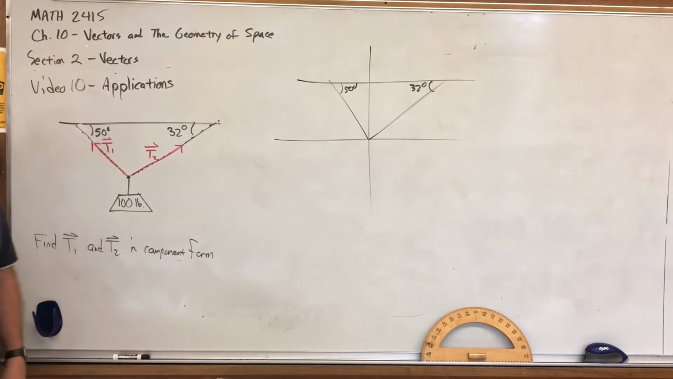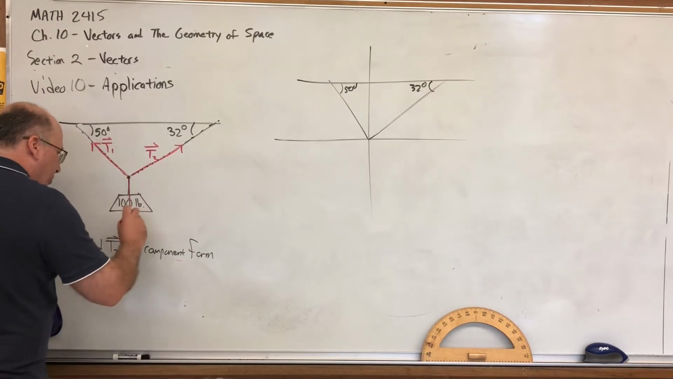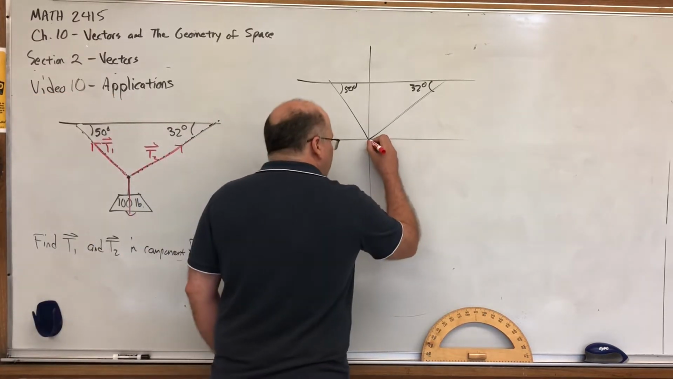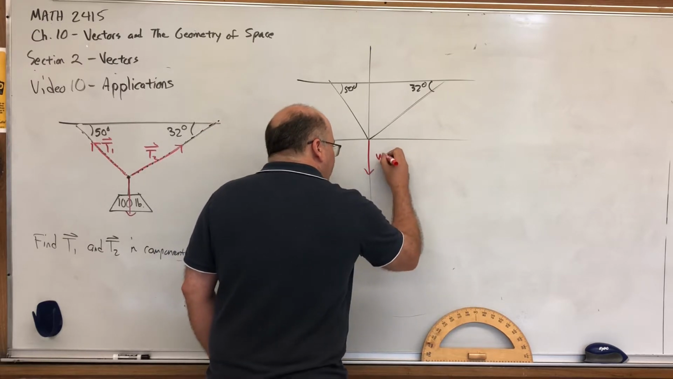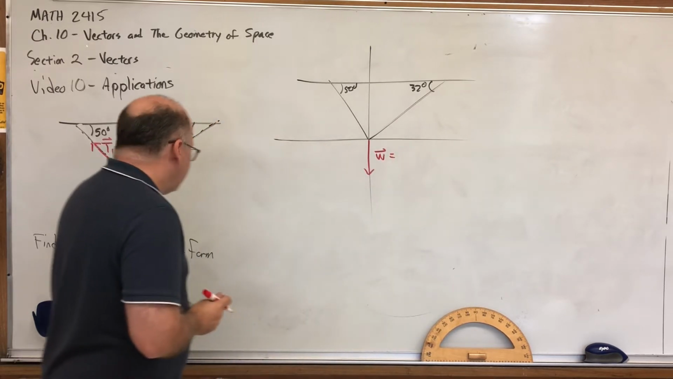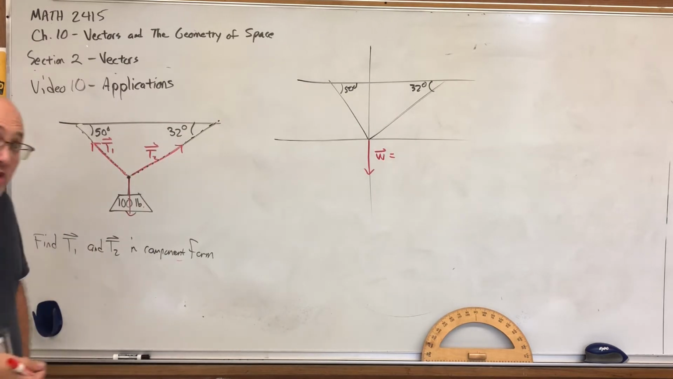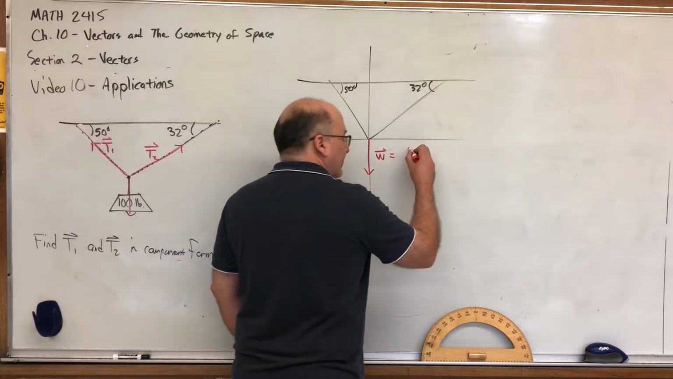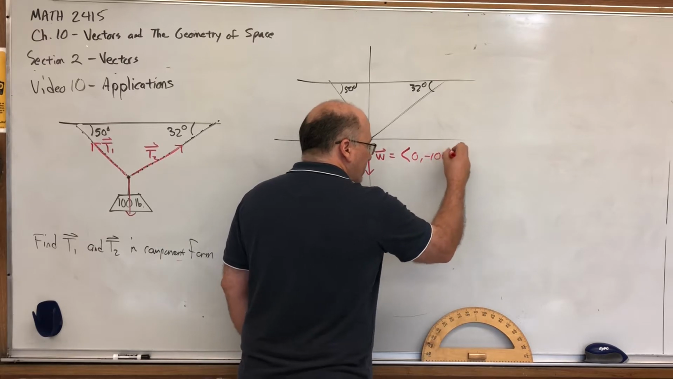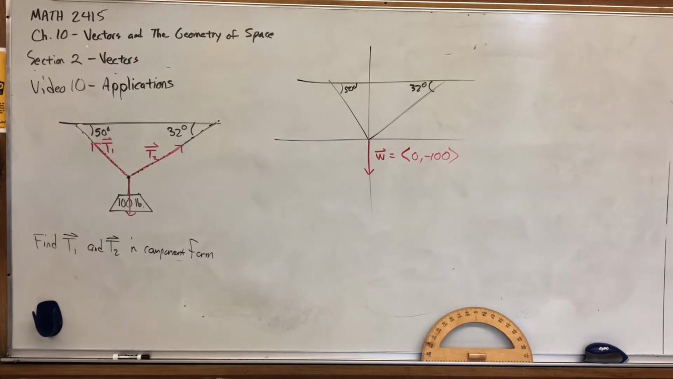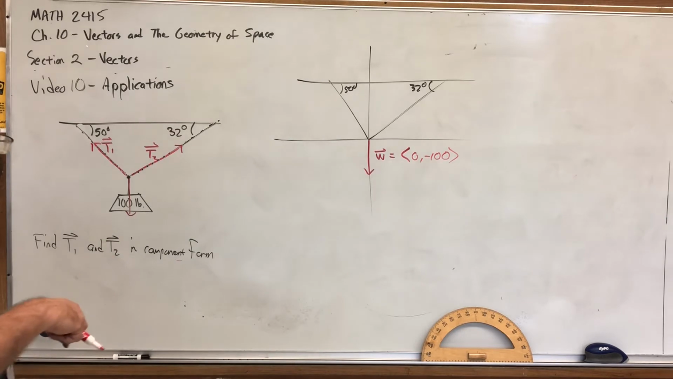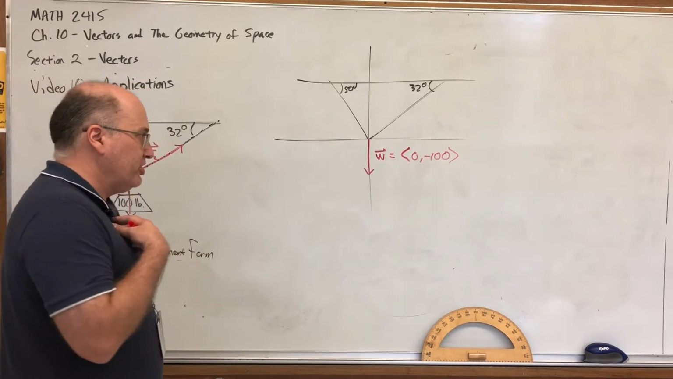Well, as a vector, pounds is a force. Kilograms is not, but pounds is. So we can represent this 100 weight pulling down as a vector being pulled down whose magnitude is 100. Let's use vector W for that weight. And since it's pulling 100 pounds downward in the negative direction, we could represent this vector as 0, negative 100. We could also represent it as negative 100j, because it's 100 in the negative j direction, negative y direction.